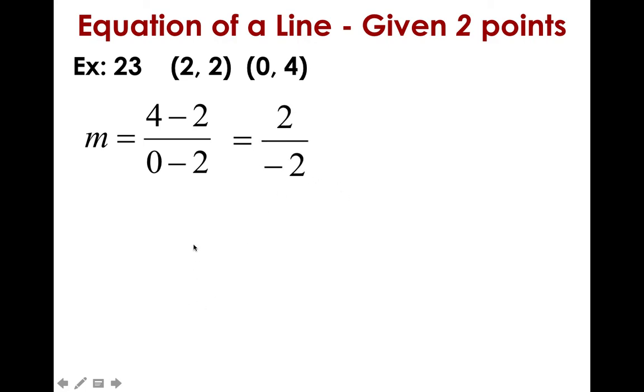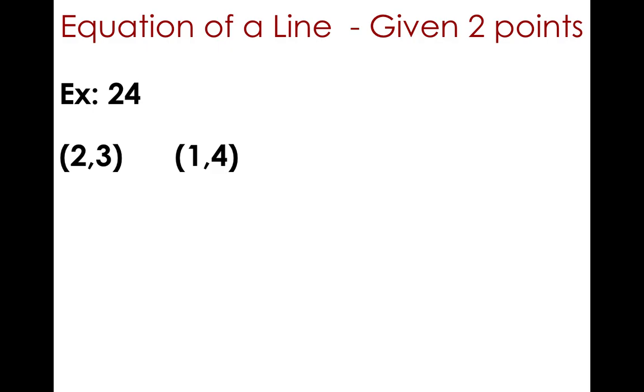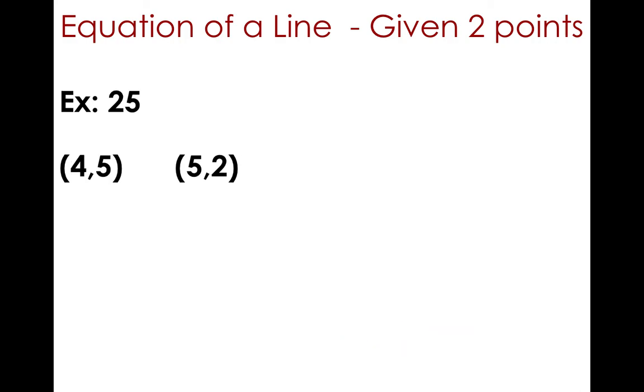All right. Plug them in, and you get negative 1 for your slope. And we get that is our answer. Given 2 points, got our answer. And finally, another example. And then see if you come up with this answer.